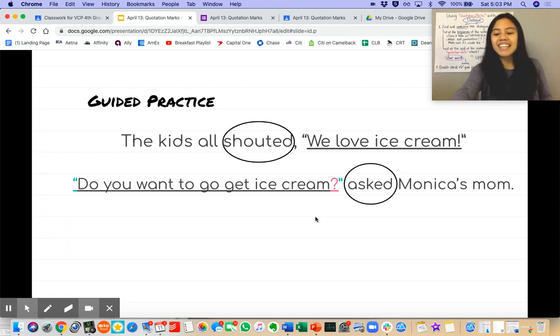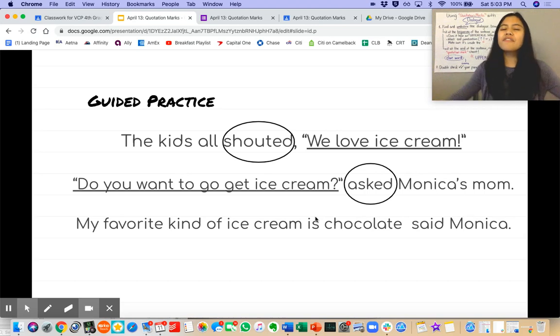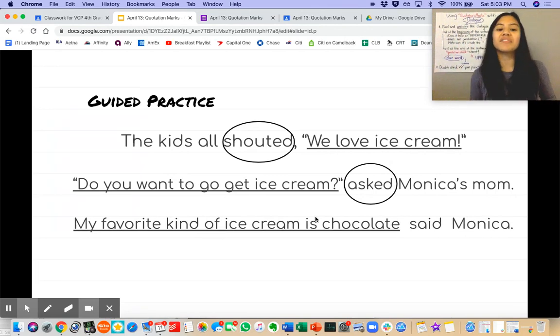Let's read our last sentence. "My favorite kind of ice cream is chocolate," said Monica. I noticed that my dialogue, the words that are being said, is "My favorite kind of ice cream is chocolate." Scholars, is this at the beginning or the end of the sentence? Tell me. Yes, it is at the beginning of the sentence. What is my clue word? Tell me. Yes, my clue word is said.